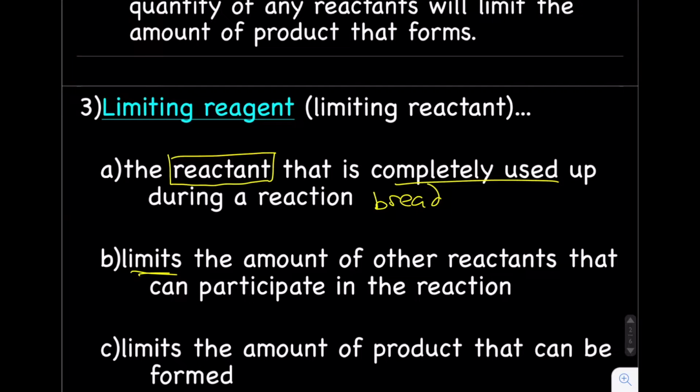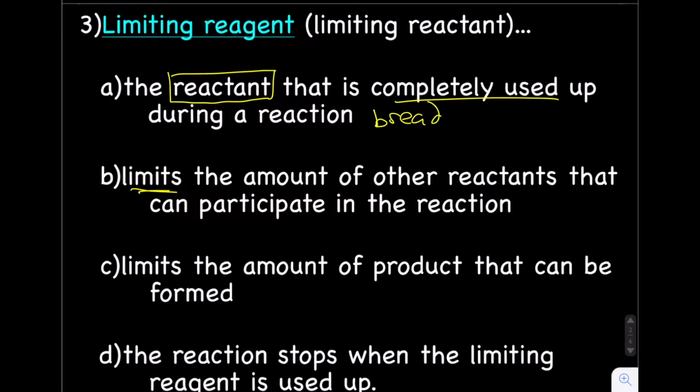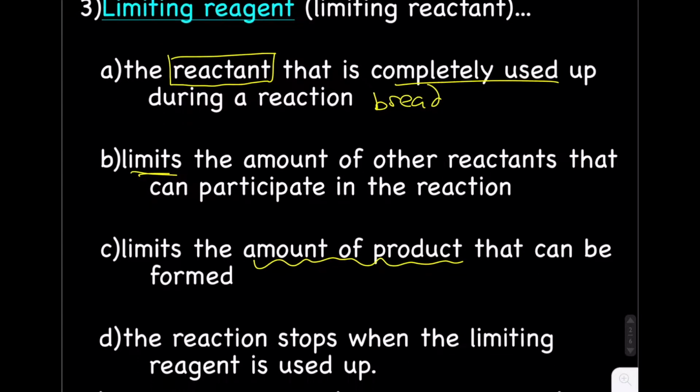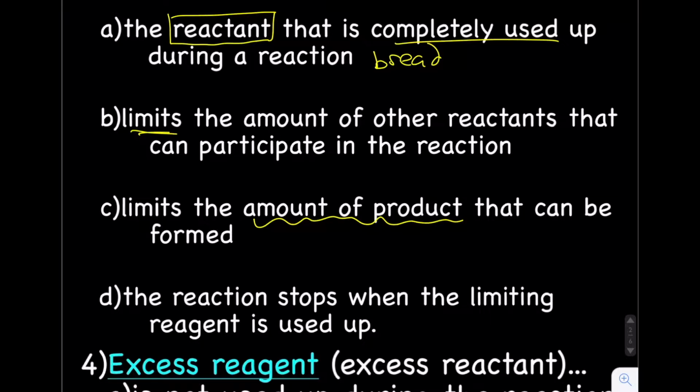The limiting reactant also limits the amount of product that can be formed, right? In our peanut butter and jelly sandwich reaction, we could only make 1 peanut butter and jelly sandwich because our bread limited the amount we could make. The reaction stops when the limiting reactant is used up. Even though we had extra peanut butter and jelly, we had to stop making peanut butter and jelly sandwiches because we had used up our bread.